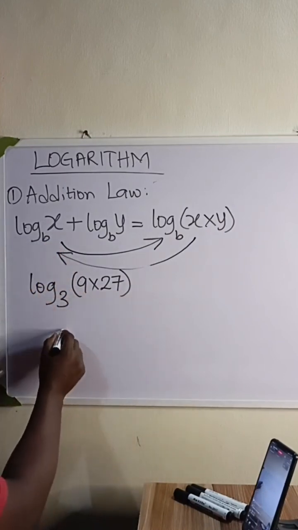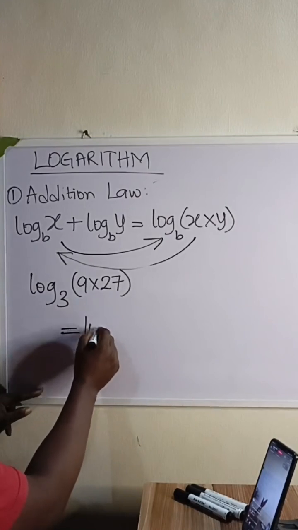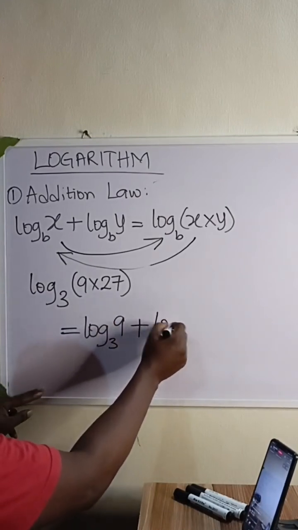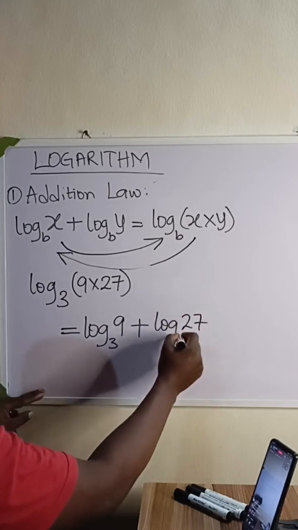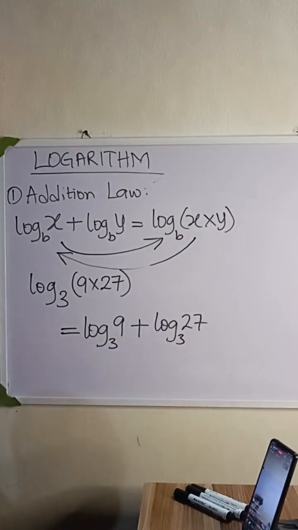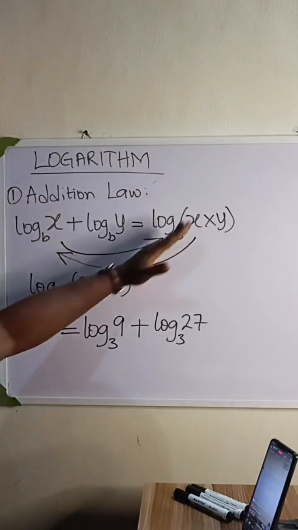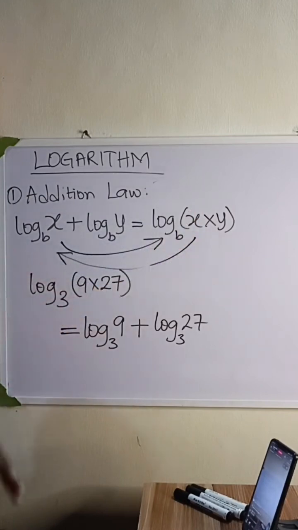So this can become, or this will become log 9 base 3 plus log 27 base 3 as an example. Okay? So whenever you're solving a question like this, you should ask yourself, am I flowing this way or am I flowing this way? Okay, so we go to the next law.